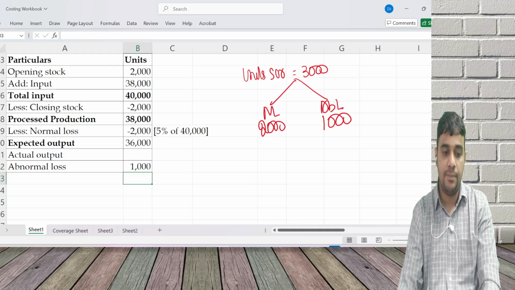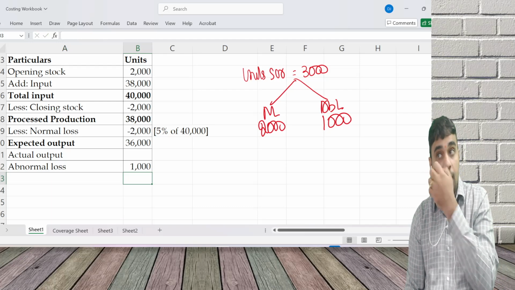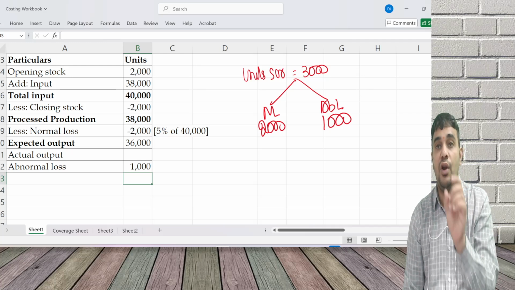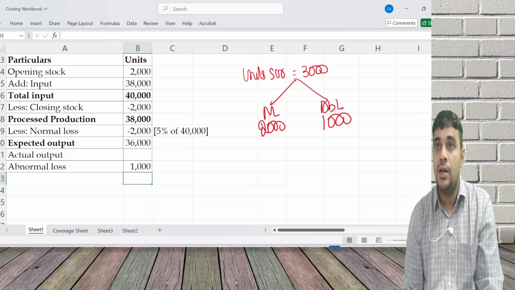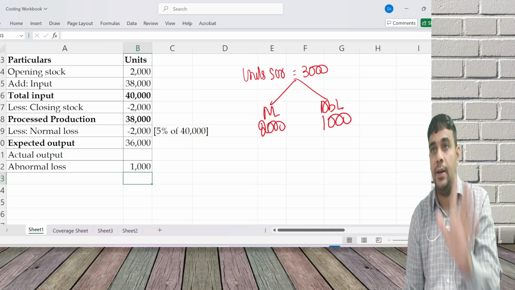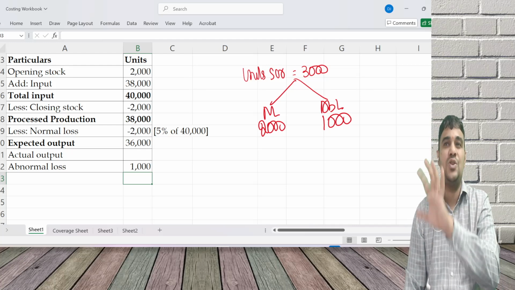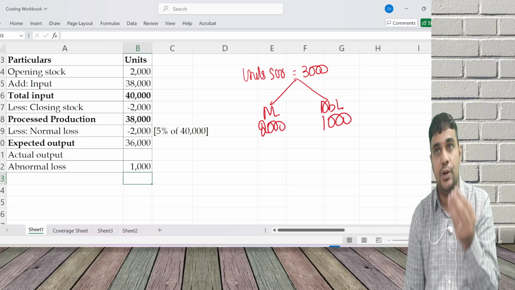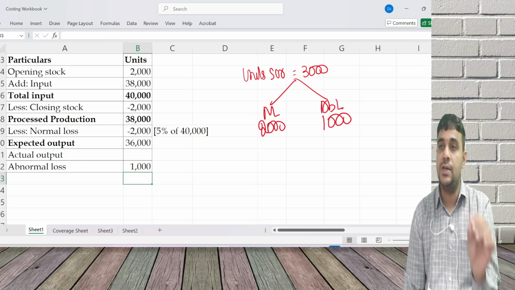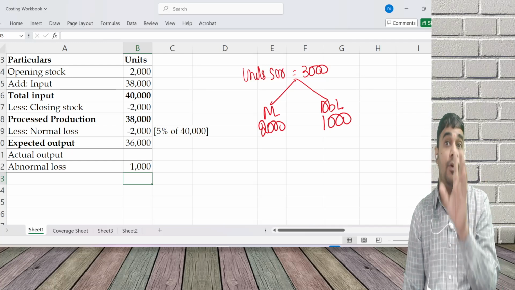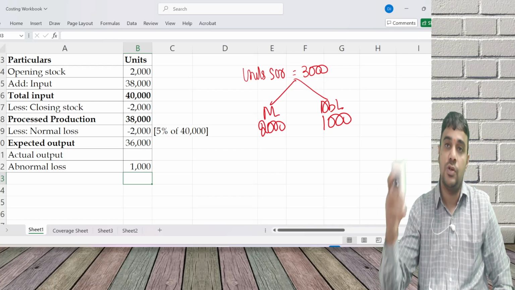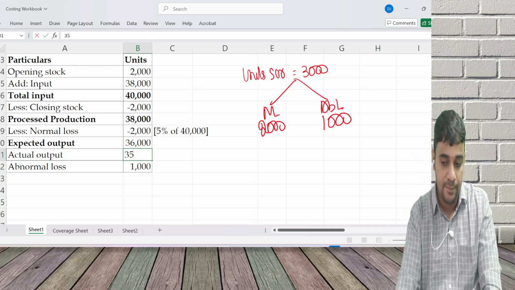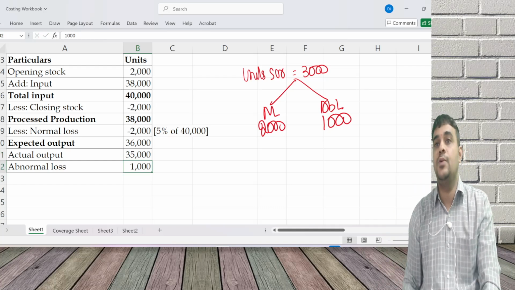Now it's very simple. I wanted 36,000 units, but I have lost extra 1000 units, so I'm getting only 35. The data of 35 should not have been there in the question, so that's why I removed it, so that in case in exam something like this comes, you can find out the number. 36,000 is expected output. I have an abnormal loss of 1000, which means I'm getting 1000 lesser. So I get my actual output how much? 35,000. Any doubts on this?